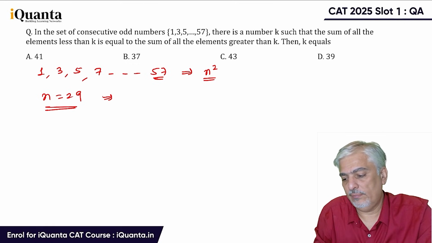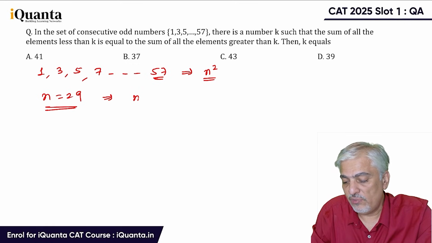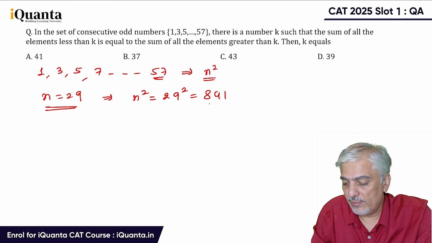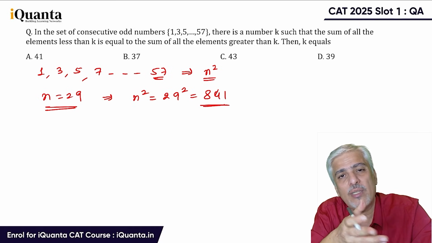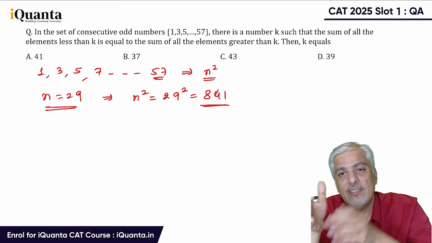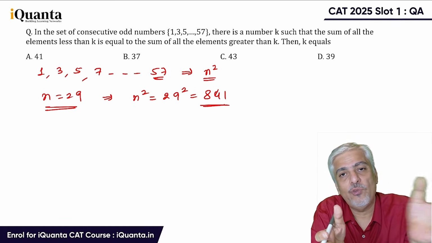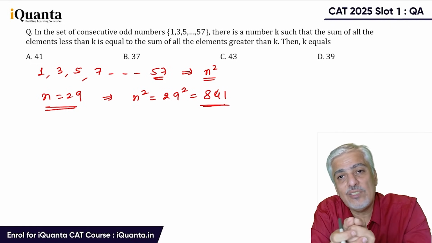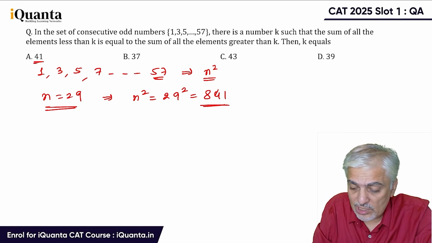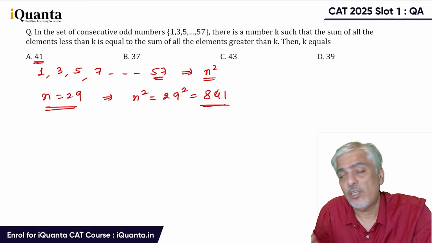The sum of the first 29 odd numbers is 29 squared, which is 841. When I looked at the options and saw 41, I just thought, okay, 841 minus 41. If 41 is that number, that means 400 on this side and 400 on that side, and that's how I quickly got the answer. That's what you should have done too. Maybe in your options, 41 was not the first option, but still it will not take a lot of time.